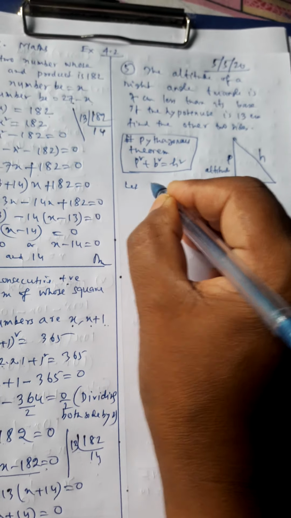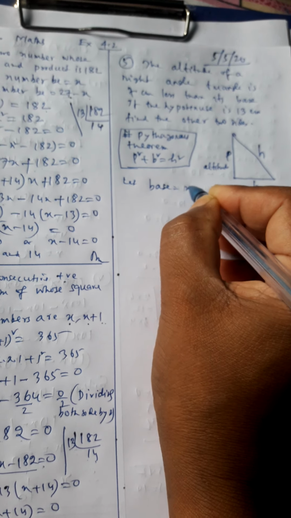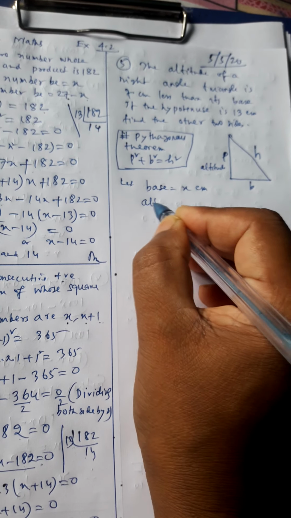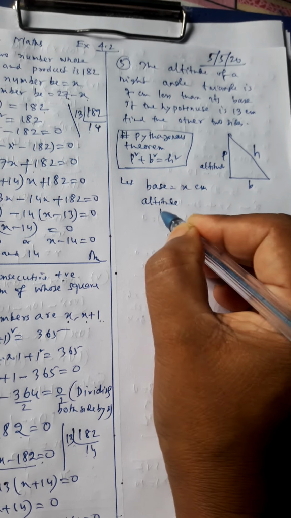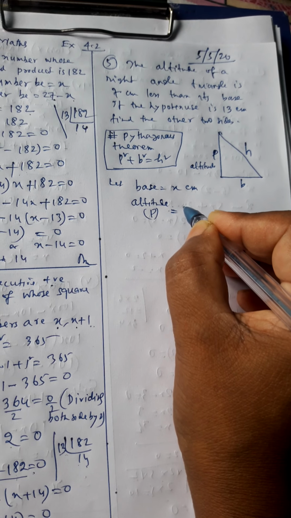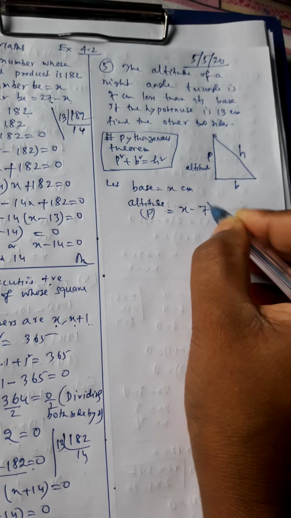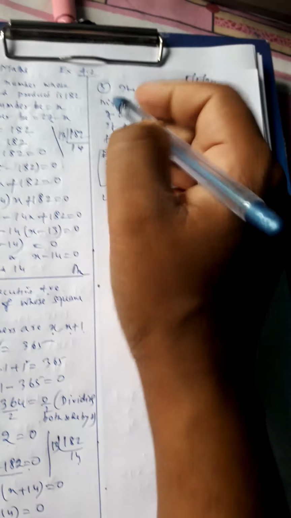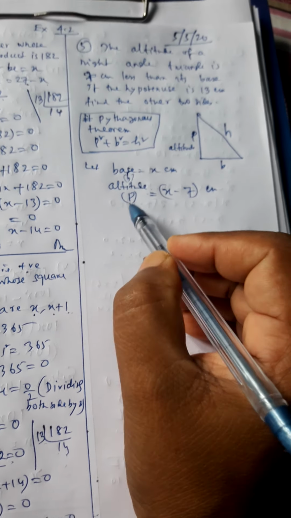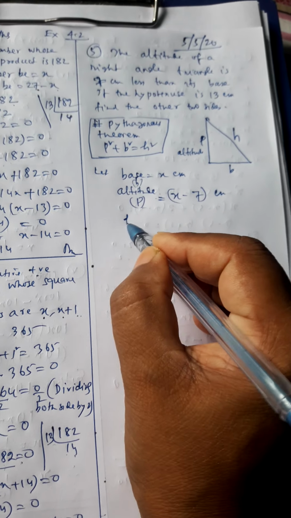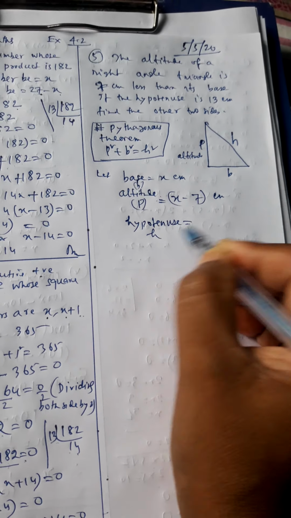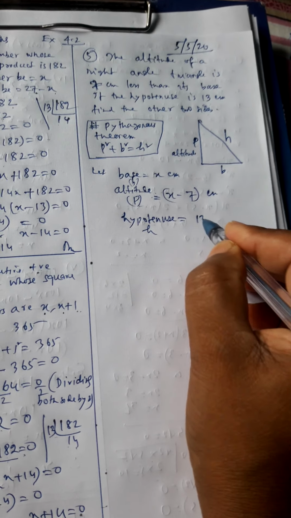Let the base be x centimeter. So what will be the altitude? The altitude, meaning the perpendicular, will be 7 centimeter less. This is the base B, this is the perpendicular, and the hypotenuse is given to be 13 centimeter.